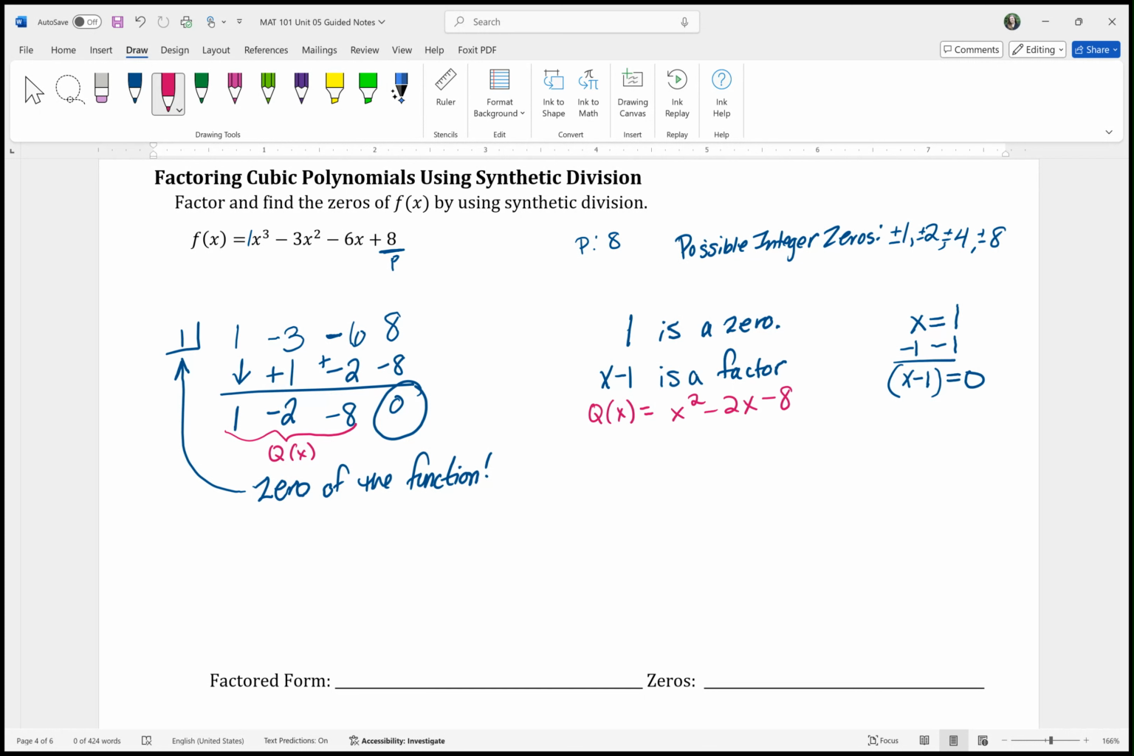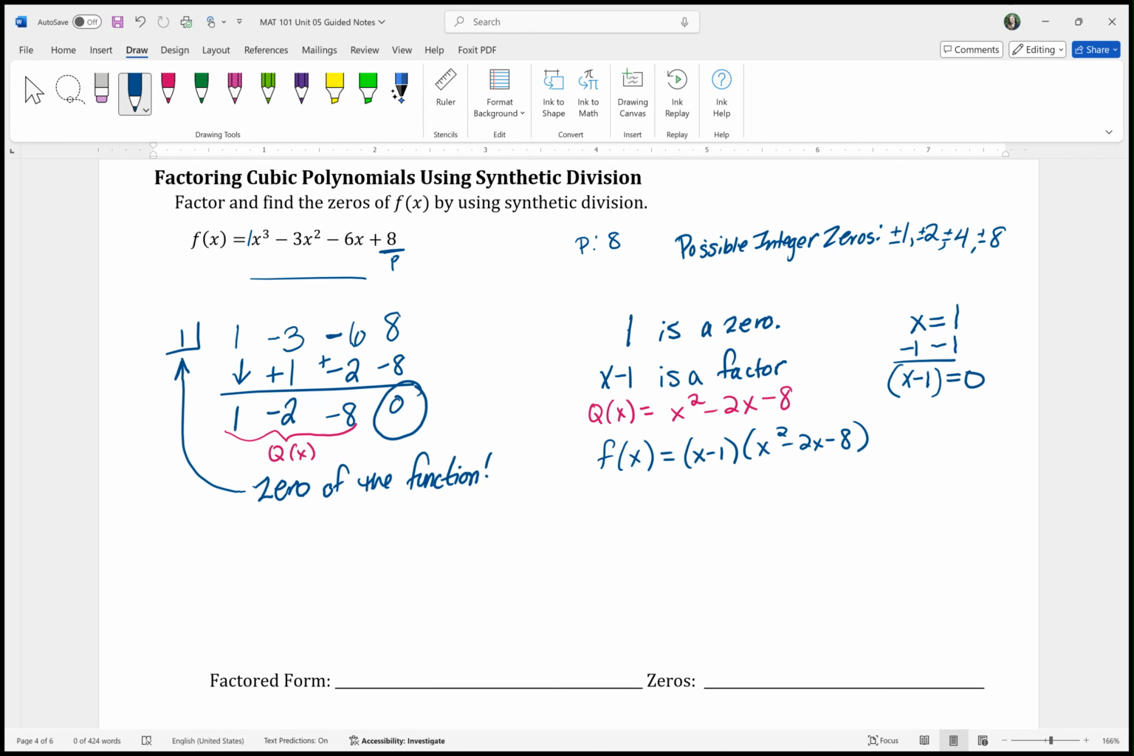Now, what do you do from here? I want to rewrite this function. Okay, this function I know has a factor, x minus 1, and then it has a quotient that we're going to make our other factor for now, which is x squared minus 2x minus 8.